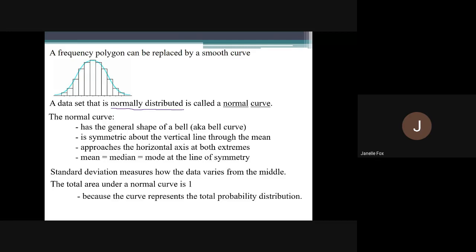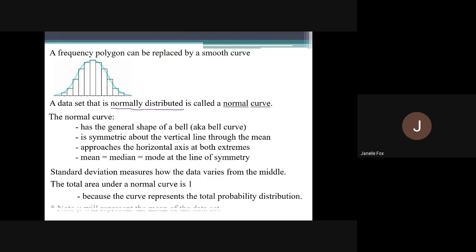Why is that? Just thinking from a logical perspective, your curve is representing everything that could happen, right? So everybody's shoe size, everybody's SAT scores, like everybody's whatever. So it's all the things that can happen. So it would be all the numbers. So it's the total probability distribution.